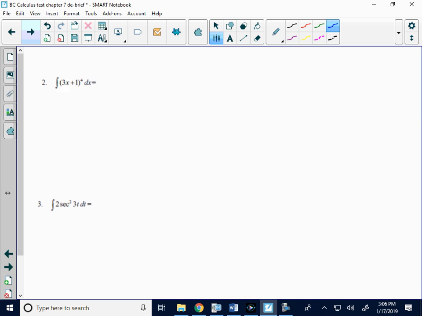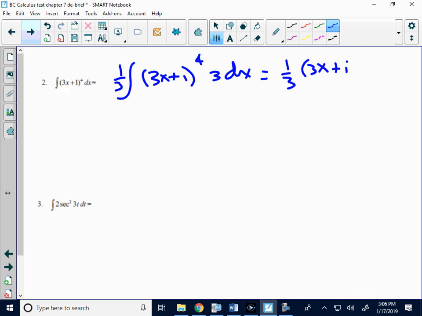This is a u to the n. So we have the 3x plus 1 to the 4th. We need a 3 in there and a 1/3 here. So the answer is 1/3 times 3x plus 1 to the 5th over 5. Or if you want, you can do 3x plus 1 to the 5th over 15 plus a constant.